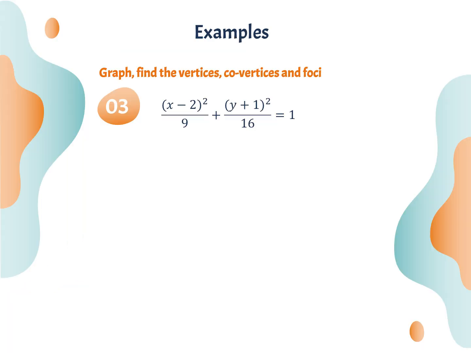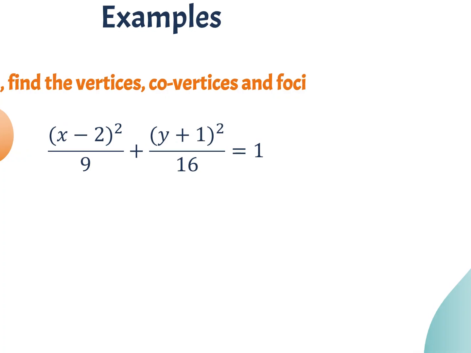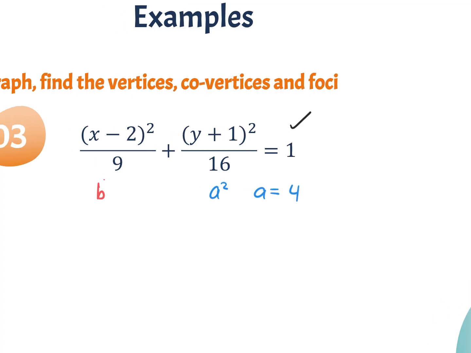All right, first thing we check, is it equal to what? 1, is it? Yeah, right? So that means I can move on to the next step, which is find the bigger, what? Denominator, and this one, the bigger denominator is underneath which one, the x or the y? The y, right? So that would mean 16 is what, a squared or b squared? a squared. What does that make a? 4. And then that would leave b squared as 9. And what does that make b? 3.